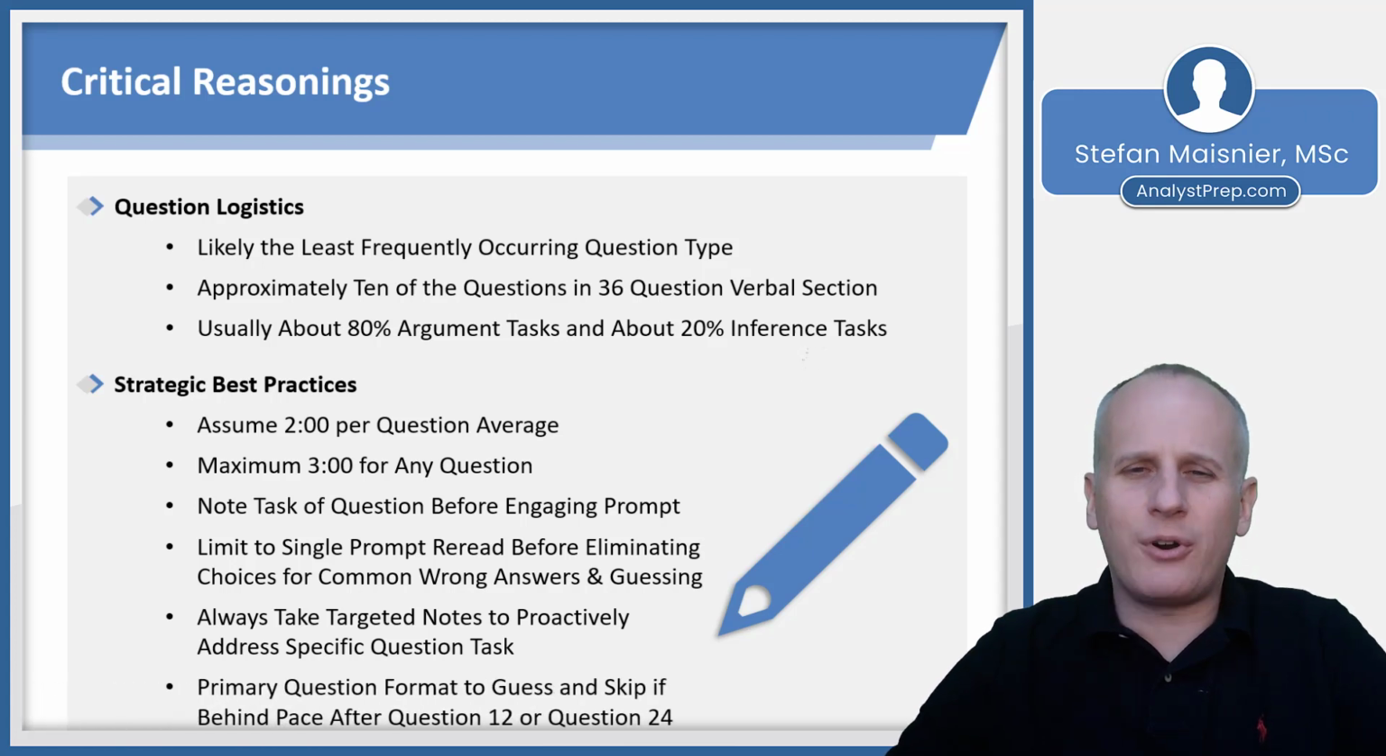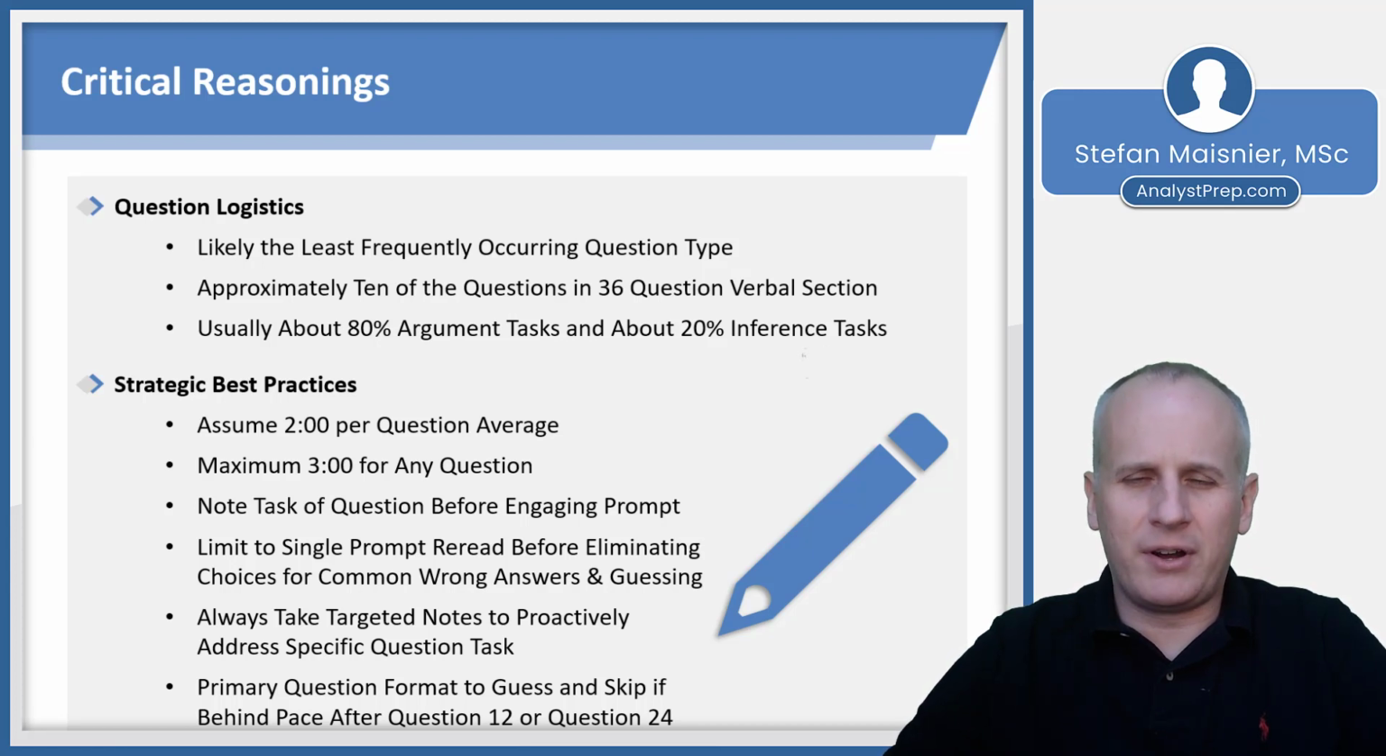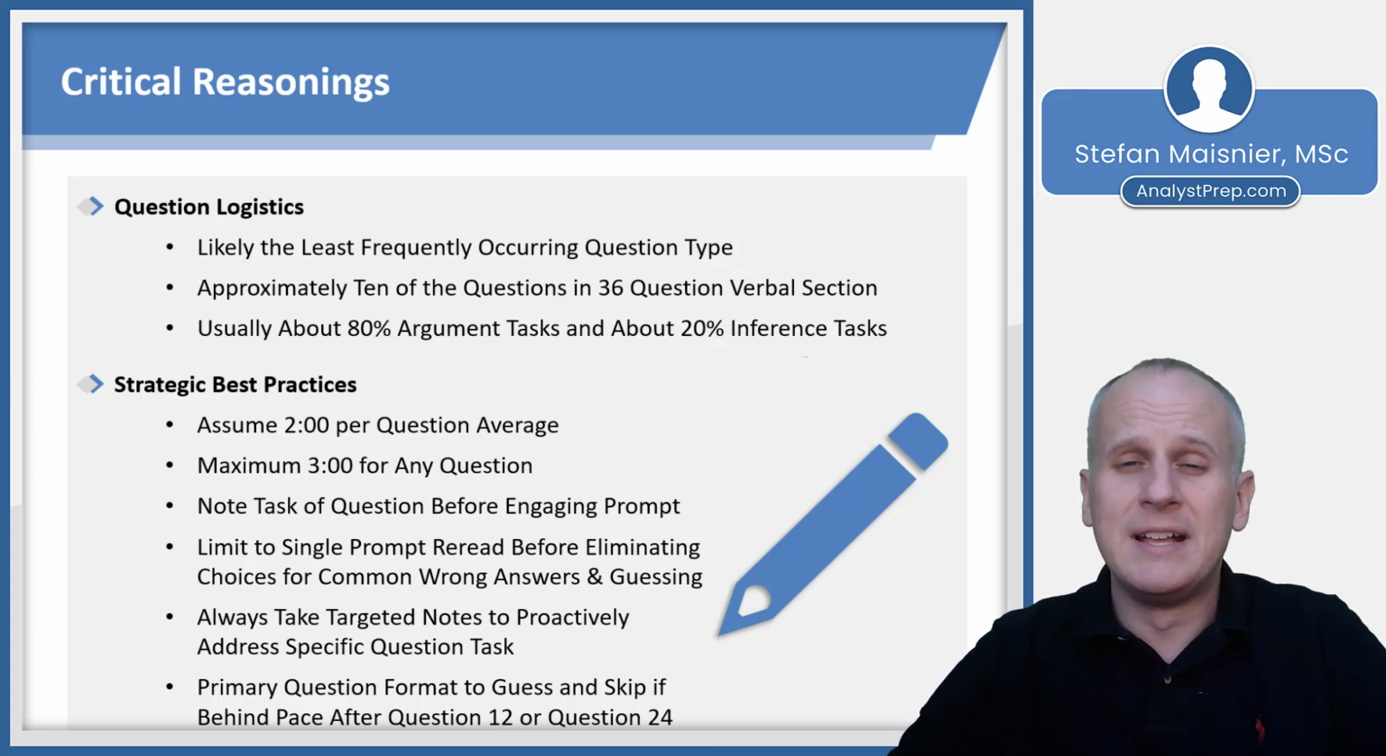And if you are behind pace at your 1/3 and 2/3 checkpoints on the GMAT verbal section, you may want to look for individual critical reasoning questions to skip and move on to bring back some of the pace, because they are self-contained. They do not affect other questions, as opposed to, say, reading comprehension questions, where you have a passage that is going to relate to 3 or 4 questions in a row. Critical reasonings are all unique unto themselves.